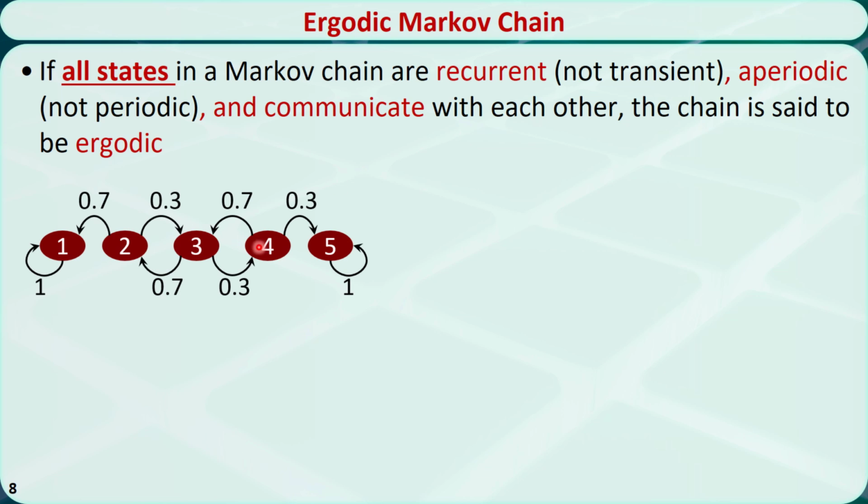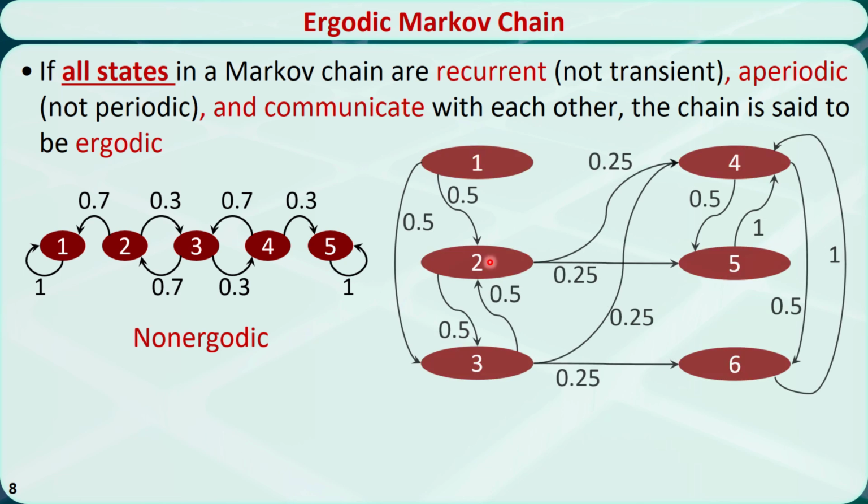Let's see some examples. Is this Markov chain ergodic? No, because it has some transient states, 2, 3, and 4, and state 1 cannot communicate with state 5. Is this Markov chain ergodic? No, because it has some transient states 1, 2, and 3, and some states cannot communicate with each other. For example, we can go from 1 to 2, but not from 2 to 1.